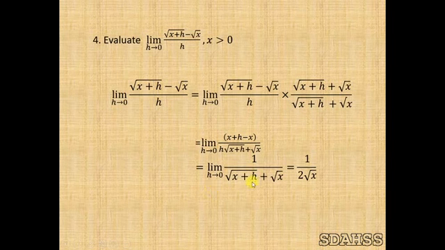Now substitute h is equal to 0. Then you have 1 by root x plus root x. Root x plus root x is 2 root x.